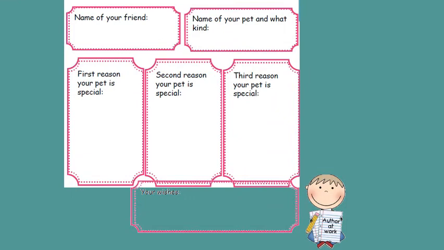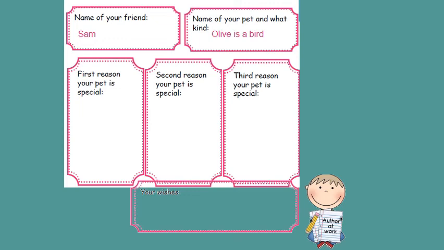Name of your friend, you can write any name. You can write David, Sam, you can write Heba, for example. I wrote Sam. Name of your pet and what kind. You can write about any pet that you have or you wish to have. I wrote about Olive. Olive is a bird. I really have a bird at home, and I'm going to show you Olive at the end of this video.